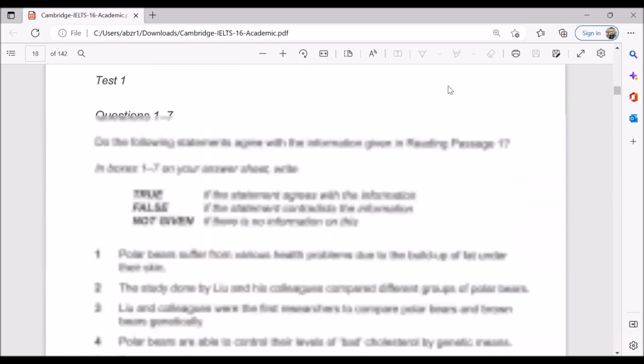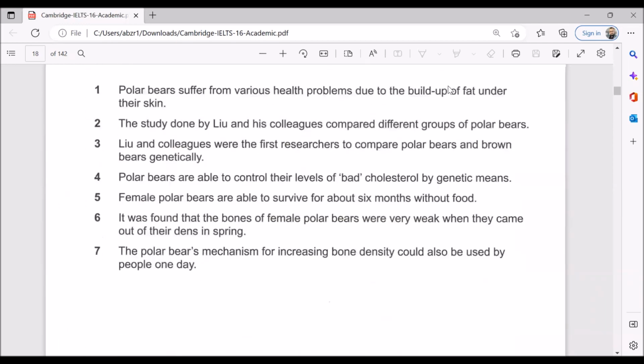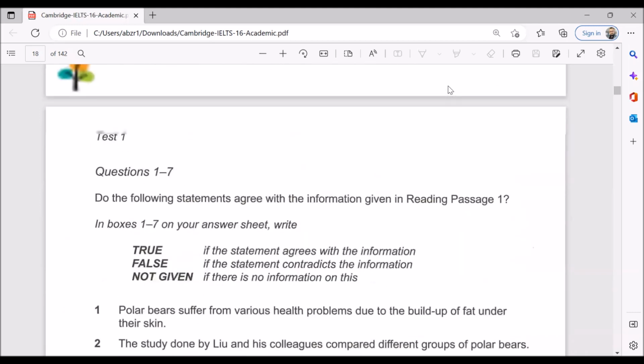If you see, question number 6 contains information like: it was found that the bones of female polar bears were very weak when they come out of their dens in spring. Now, if they are not talking about spring, the information could be not given. One word can create this big impact on the answer. All the information is given there, but not the word spring. Let's find out the word spring.